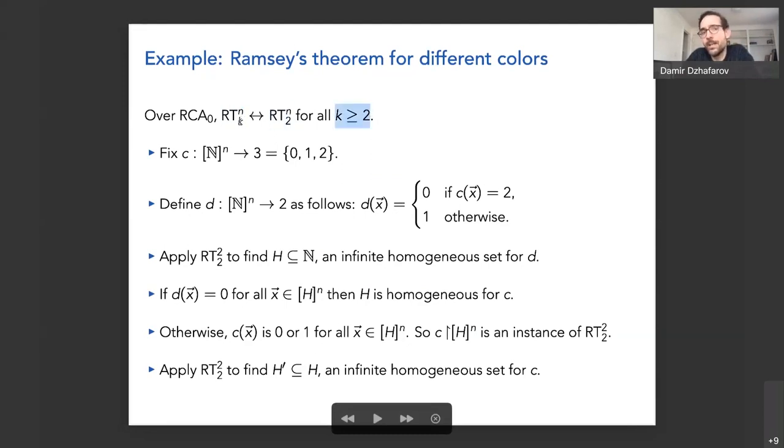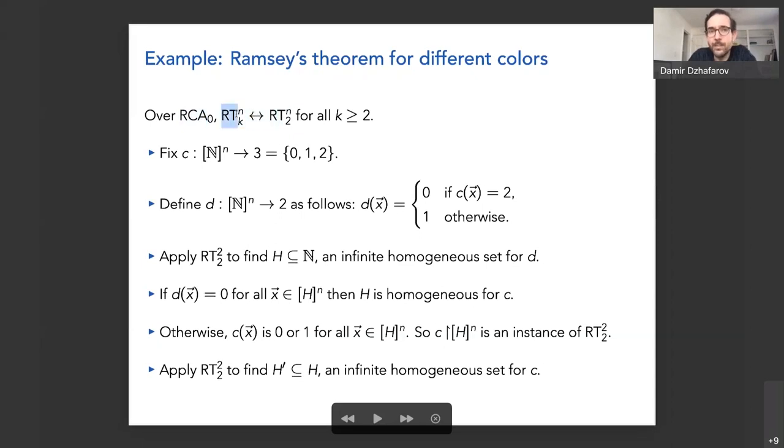So for k equal to one, Ramsey's theorem is trivial. It doesn't make any difference. If you just use one color, of course there are homogeneous sets. But let's look at Ramsey's theorem for k colorings and Ramsey's theorem for pairs, and Ramsey's theorem for two colorings, excuse me. So let's prove it in the specific example of k being three. I claim that over RCA0, these are equivalent.